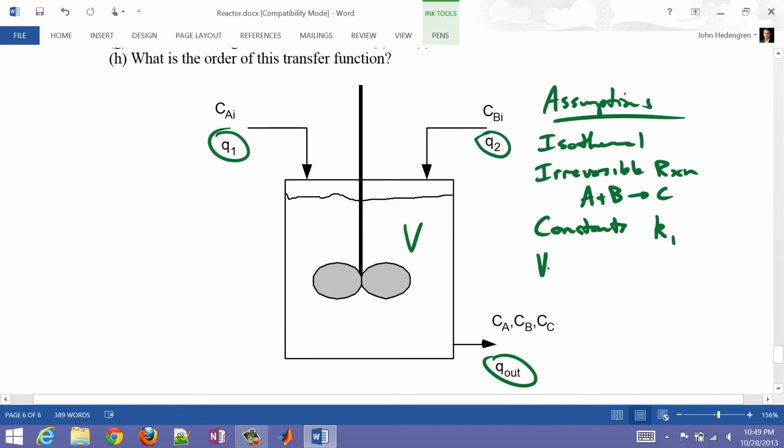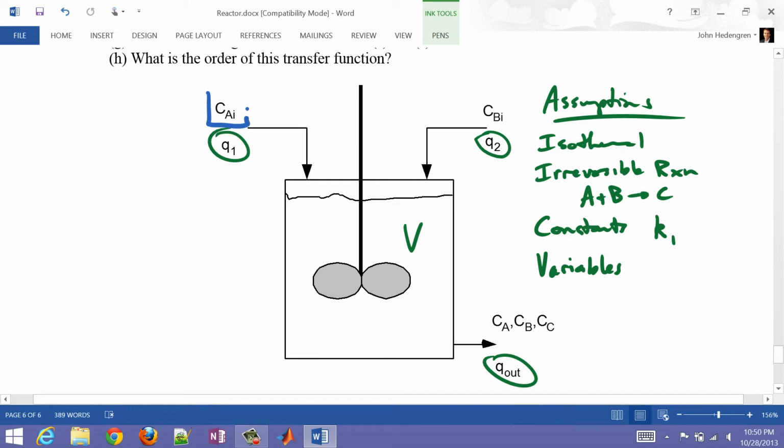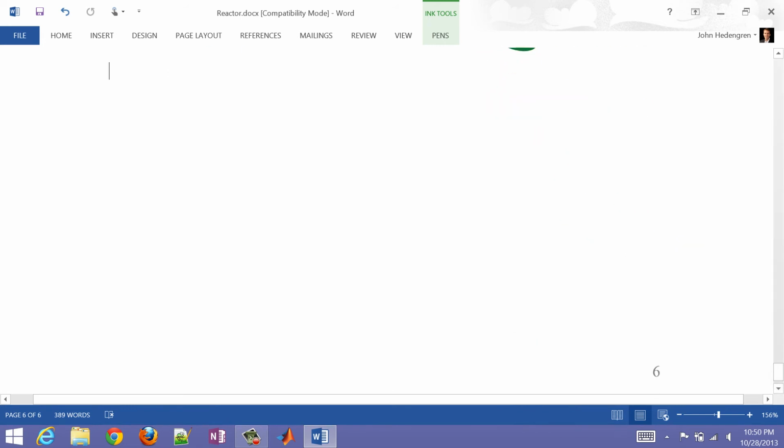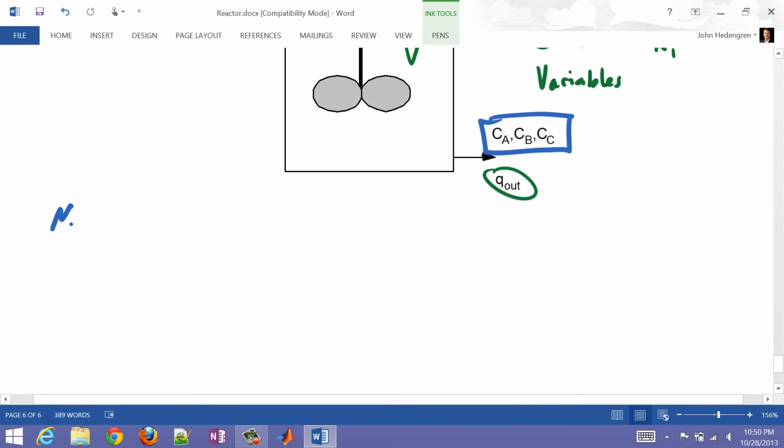Okay, so let's select which ones are going to be variables, the ones that we're going to allow to change. For these, I'll highlight them in blue with a square. We have CA in, CB in, and then these three, the reaction concentrations coming out of the reactor as well. So those are our variables for this problem. Okay, so we have a schematic and we've written our assumptions. Let's start with our mole balance.